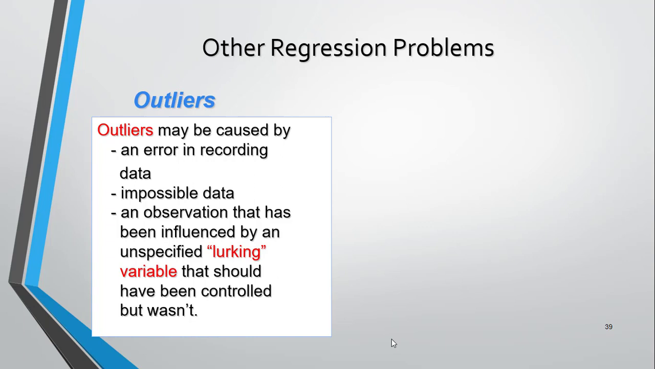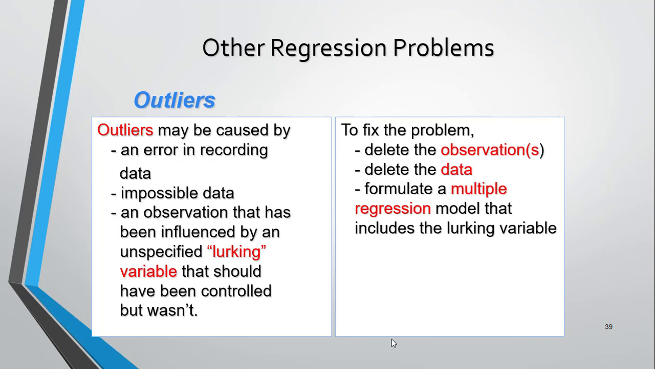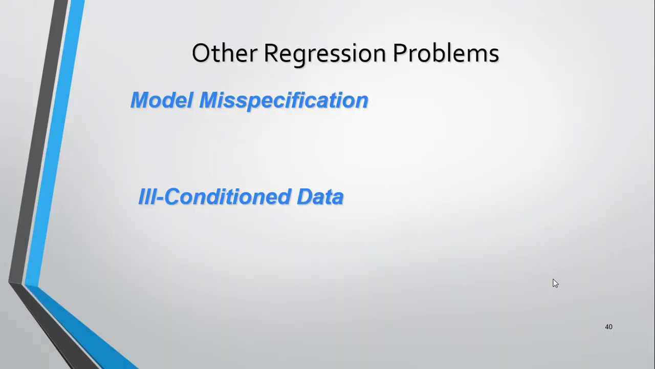There are other regression problems. One is outliers. The outliers may be caused by, first, an error in recording data. That's bad. If you record data with an error, that could cause an outlier. Or from impossible data. Or an observation that has been influenced by an unspecified lurking variable that should have been controlled but wasn't, and that could result in an error. To fix the problem of outliers, you may have to delete the observations, or formulate a multiple regression model that includes the lurking variable we talked about. There's another variable that was not considered.